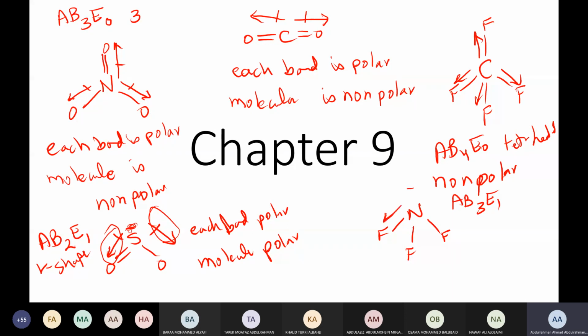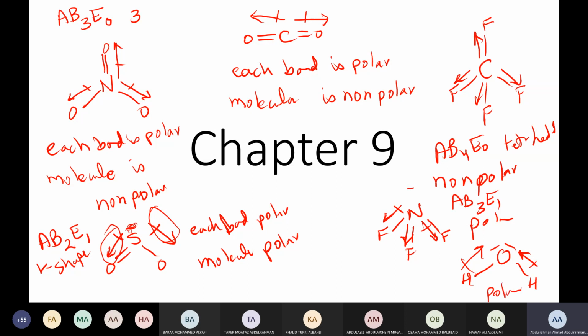Okay. Is the molecule polar or non-polar? Polar. They don't cancel each other. Same thing with water. What's the electron domain of water? AB2E2. What's the electron domain shape? Tetrahedral. What's the shape of the molecule? V shape, or bent. Is the molecule polar or non-polar? Polar. So water is polar.